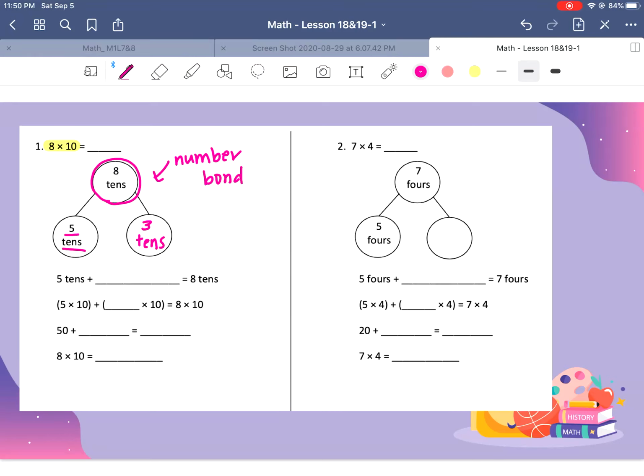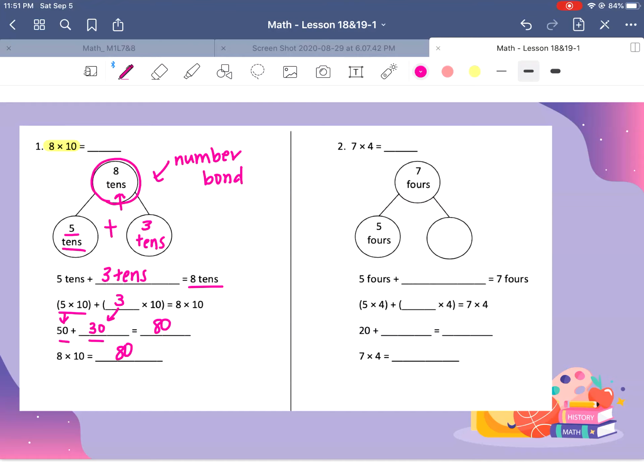It's because the total of these 2 bubbles should be the same as this top bubble. So 5 plus 3 is 8. So that's why I know that in the second bubble there are 3 tens. So 5 tens plus 3 tens is 8 tens. And I'm going to fill in the blank. 5 times 10, 3 times 10. 5 times 10 is 50. 3 times 10 is 30. And we just need to add these 2 numbers, which is 80. So 8 times 10 is 80.